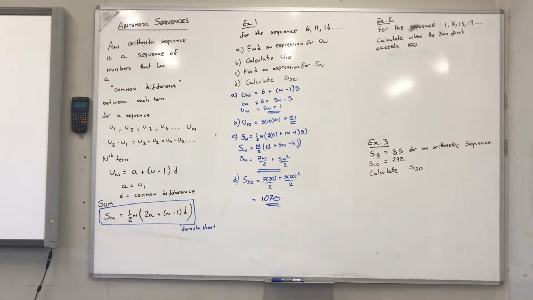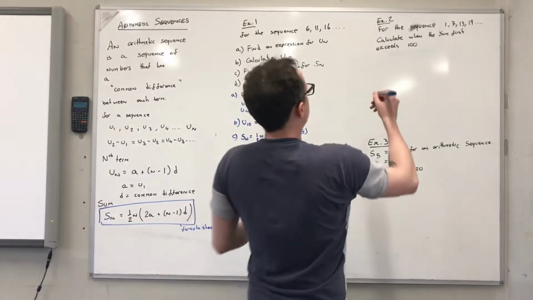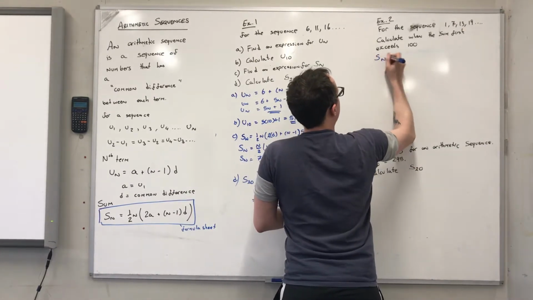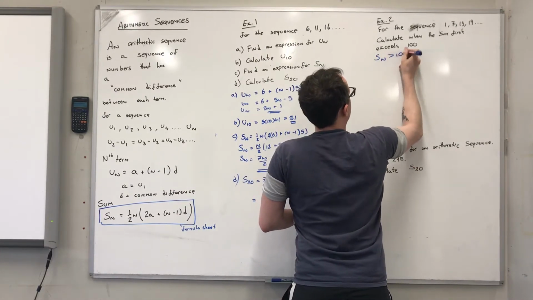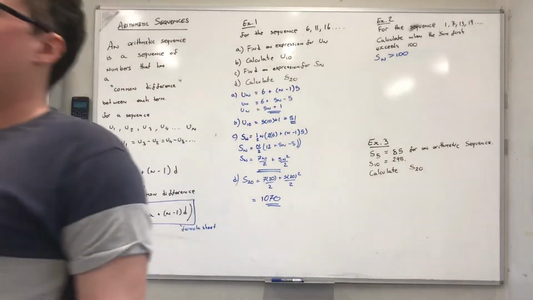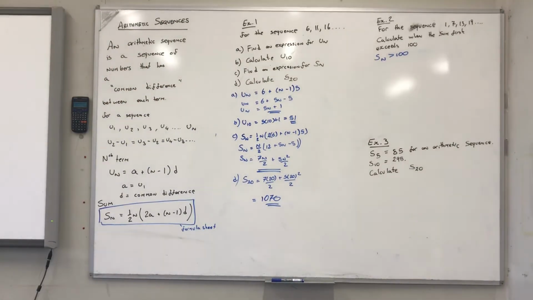So yeah, really straightforward way of using these formulas. Example 2 gets a bit more complicated. For the sequence 1, 7, 13, 19, what I want to know is when the sum first exceeds 100. So I'll write that out. So we want to know for what value of n do we first get above 100.